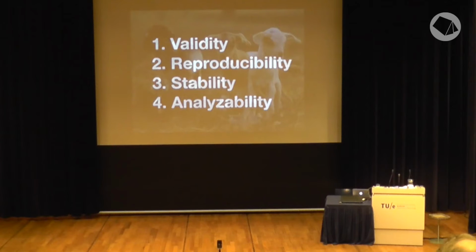For example, software, but also survey quality. There you get different aspects or dimensions of quality for metrics, and it's basically these four, and they're quite simple. So it's validity, reproducibility, stability, and analyzability. And I'll explain briefly what I mean by that.